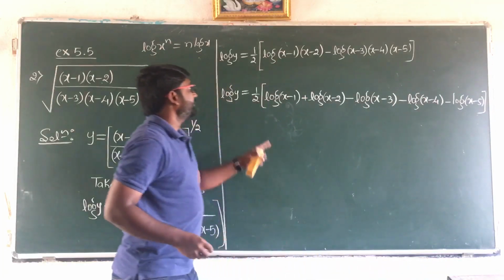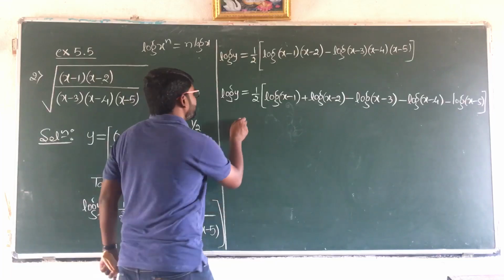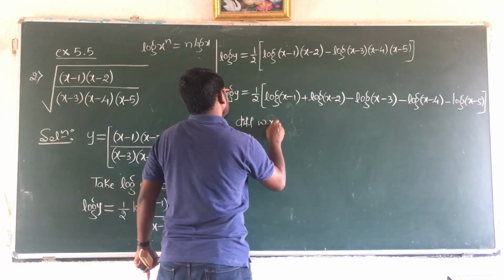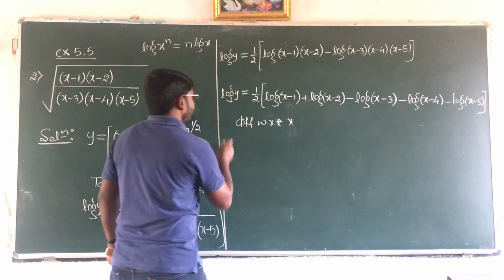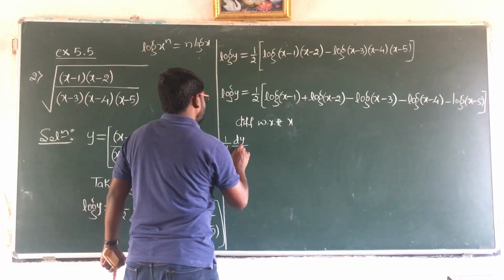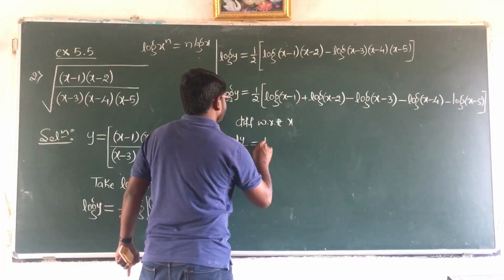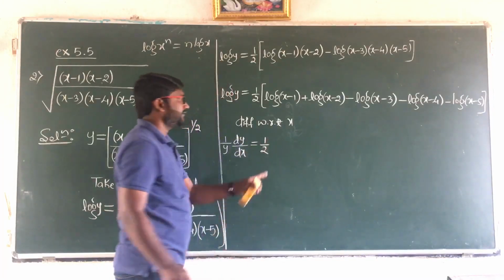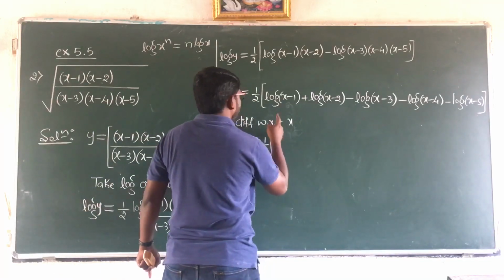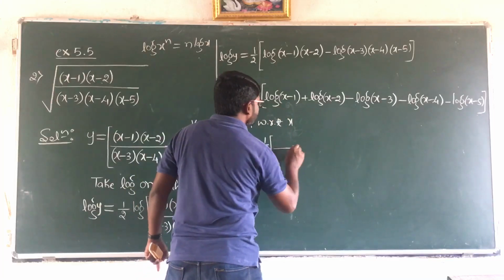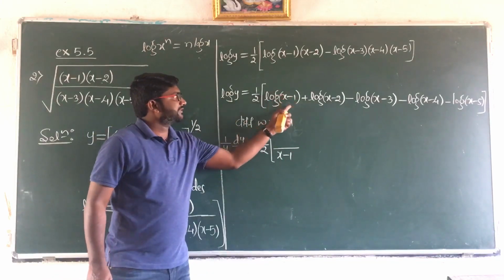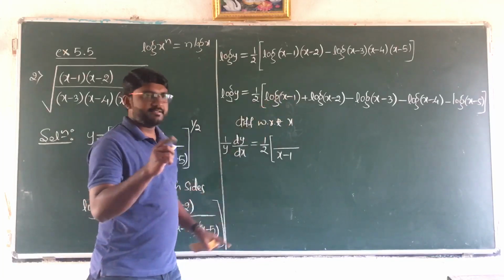Now we are going for the differentiation. Differentiate with respect to x. We get 1 by y dy by dx, which is equal to, here 1 by 2 is a constant and is written as it is outside the bracket. What is the derivative of log of x minus 1? It is 1 divided by x minus 1, and the derivative of the inside function, x minus 1, is 1.